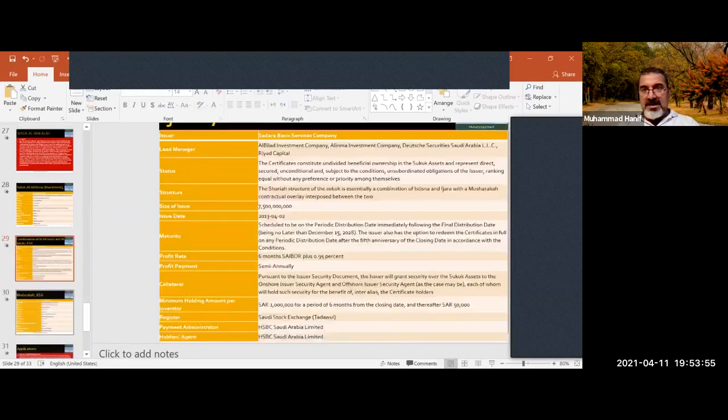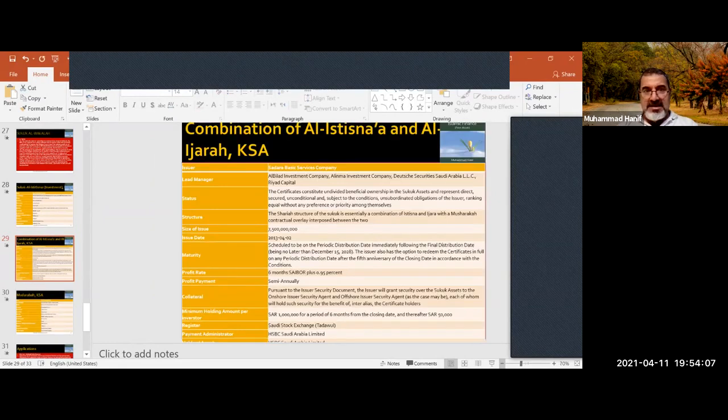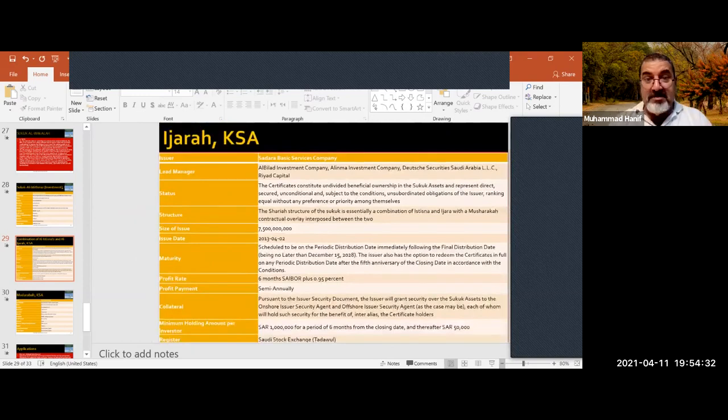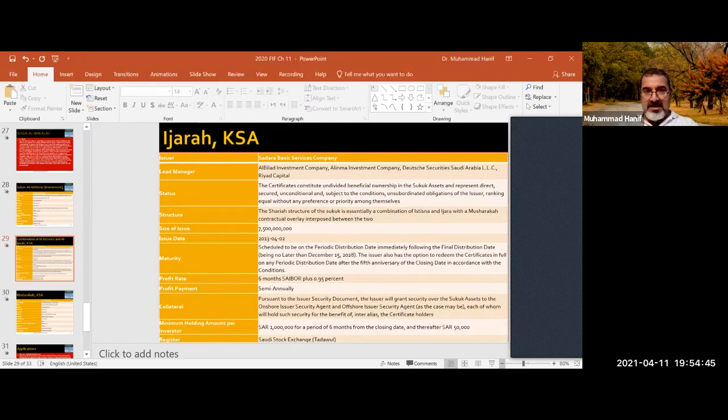Okay, this is another type of sukuk. I guess this is also from Saudi Arabia. Yes, a combination of al Istisna and al Ijarah, KSA. This was issued by Al Bilad Investment Company, and the certificates constitute undivided beneficial ownership in the Sukuk assets and represent direct, secured, unconditional, and subject to the conditions, unsubordinated obligations of the issuer, ranking equal without any preference or priority among themselves.